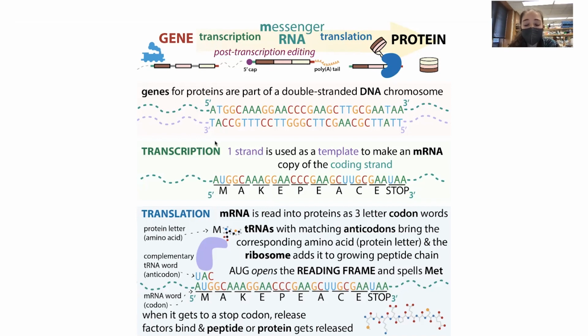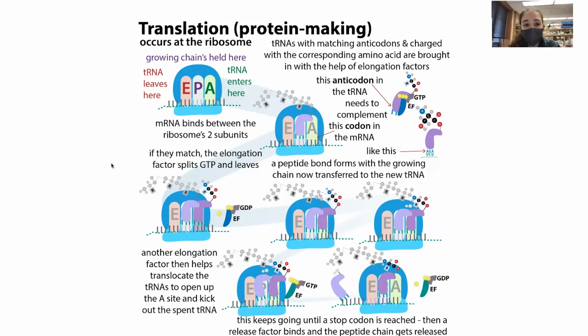The process of translation is where the ribosome, this protein-making complex, is going to travel along the messenger RNA, that RNA copy of the instructions. A transfer RNA, or tRNA, is going to bring the amino acid that corresponds to the codon, a 3-letter RNA word that spells for that amino acid. The ribosome is a big complex made up of protein and RNA, mostly RNA. It's going to be traveling along that messenger RNA, that RNA copy of the protein instructions.